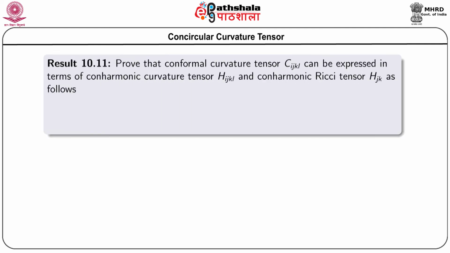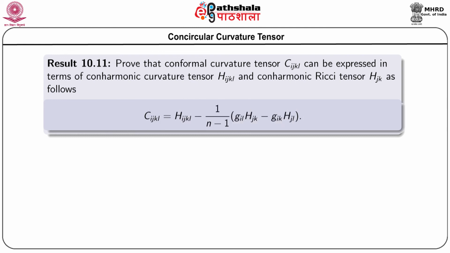Now, here we shall establish a relation between the conformal curvature tensor and the conharmonic curvature tensor with the conharmonic Ricci tensor, and this follows like this: C_ijkl equals H_ijkl minus 1 by n minus 1 (g_il H_jk minus g_ik H_jl), and the proof follows like this.